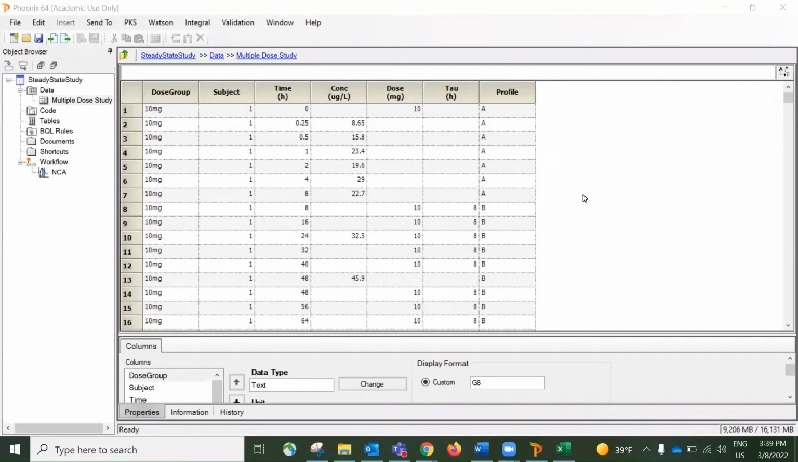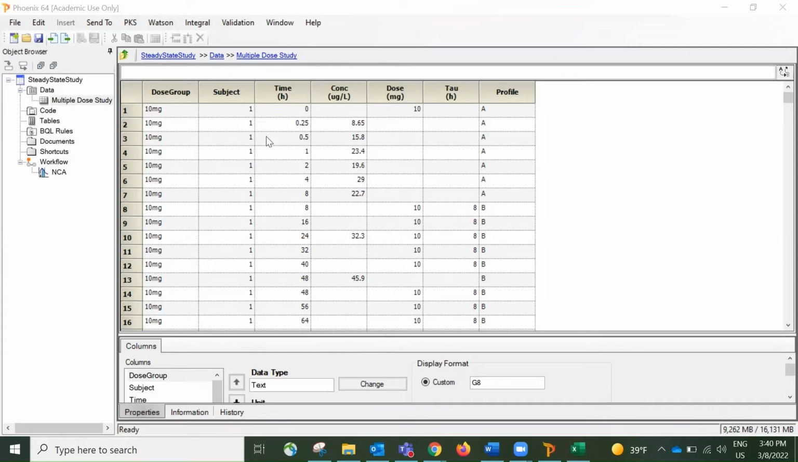This video discusses how to run a steady-state NCA using a multi-dosing datasheet, and I will discuss the PK parameters at a steady state as well. I now have a project open in Phoenix. Let's take a look at the dataset first.